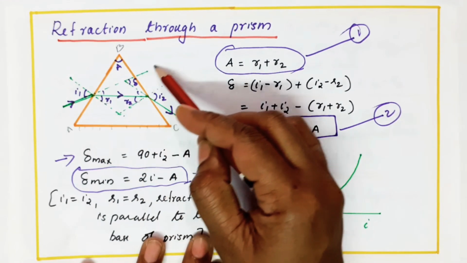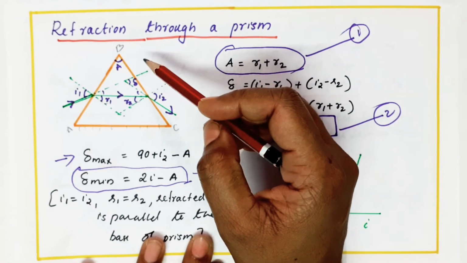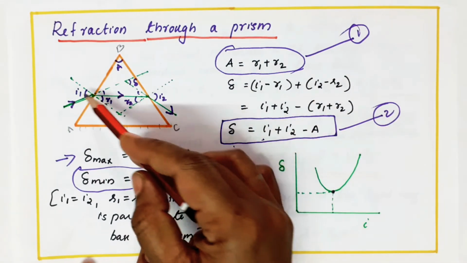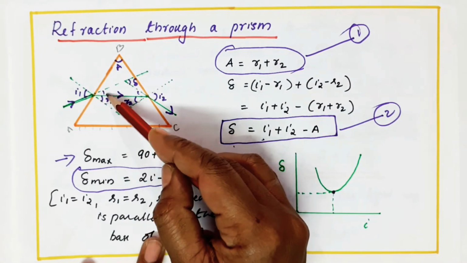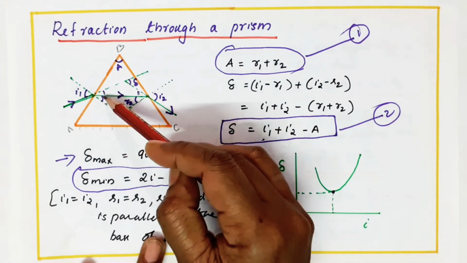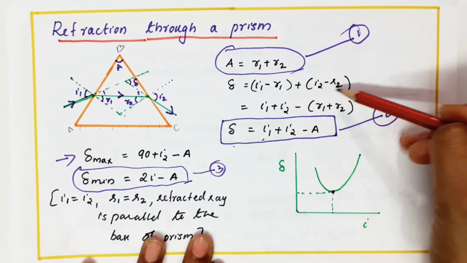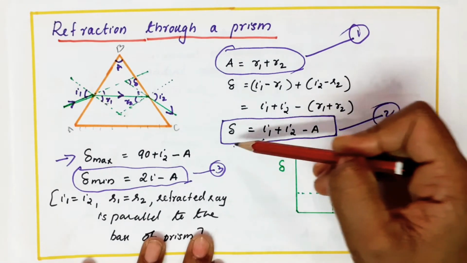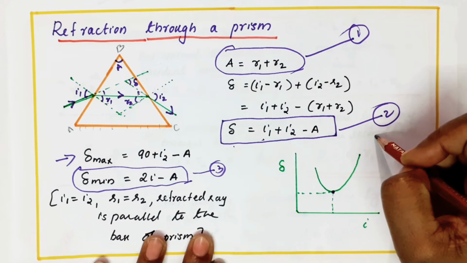If you extend the incident ray backward as well as the emergent ray backwards, the angle formed is called deviation. So I can write the deviation as follows. This is an exterior angle, equal to the sum of the interior angles. These two are the interior angles: this angle I can write as I2 minus R2, and this angle as I1 minus R1. So delta equals I1 minus R1 plus I2 minus R2, that is I1 plus I2 minus (R1 plus R2). So delta equals I1 plus I2 minus A, the equation for deviation.